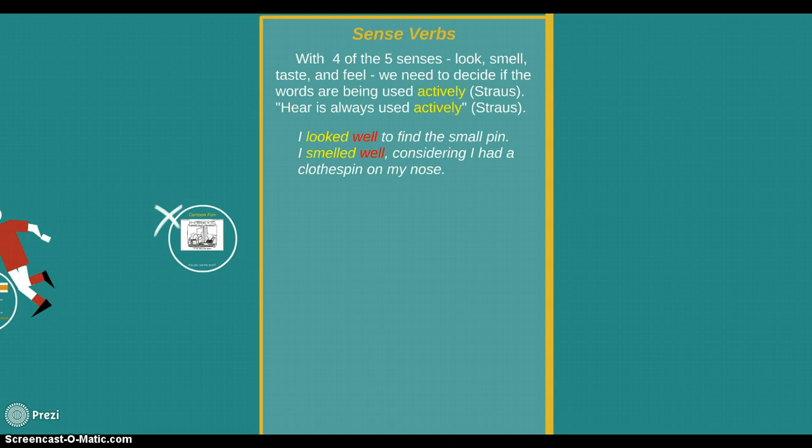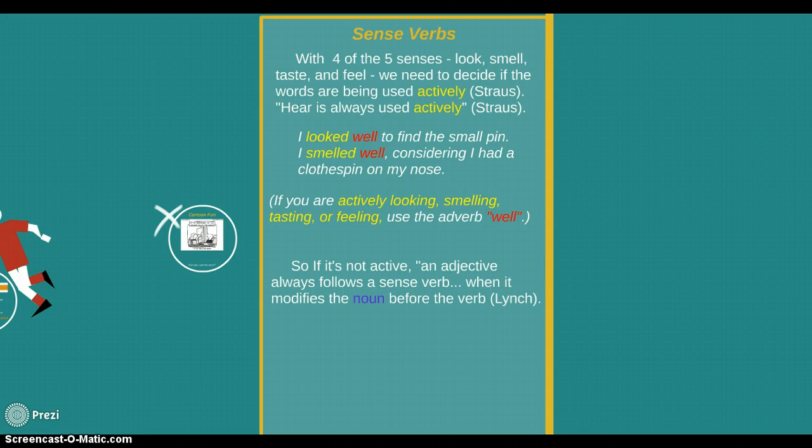Then I smelled well considering I had a clothespin on my nose. So we want to ask ourselves, am I smelling actively? And in this case, the answer is yes. I am trying to actively smell because I have a clothespin on my nose, but I still smelled well. If you are actively looking, smelling, tasting, or feeling, then you need to use the adverb well.